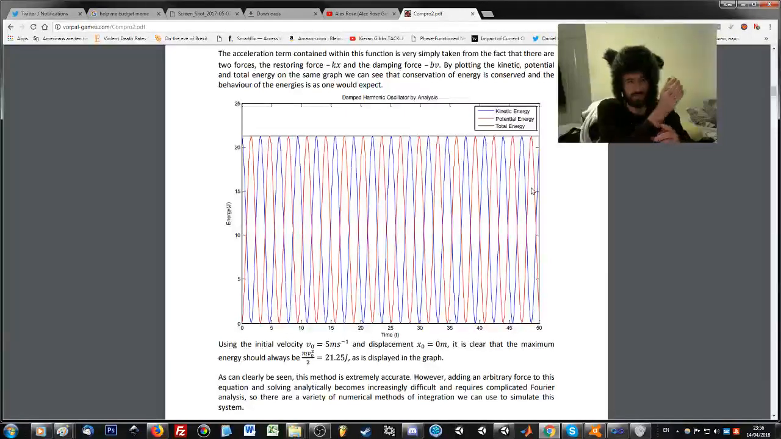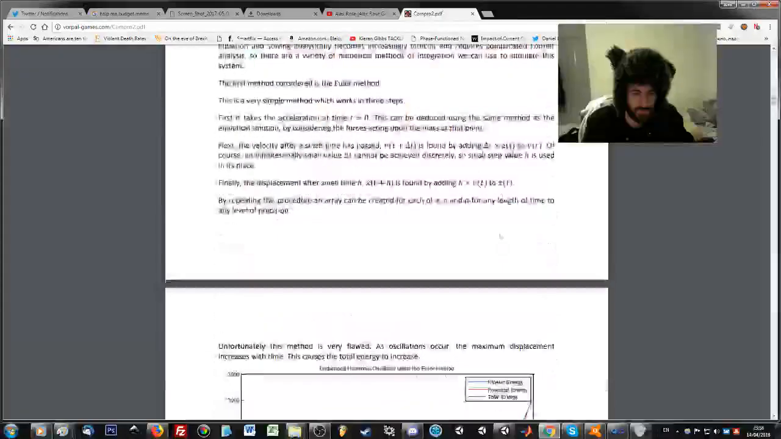So here, it's being pulled back to the middle. Here, it's got loads of potential energy and no kinetic energy, and here it's got full kinetic energy, and then potential, kinetic again. So it does this graph. It goes up and down between the two, but the total energy in the system stays the same.